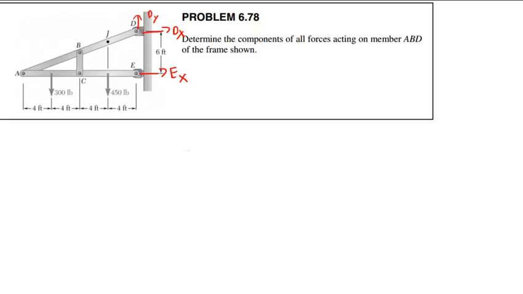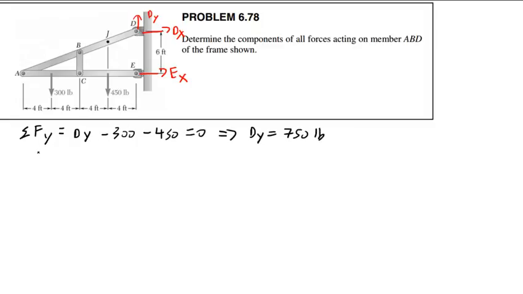All right, so how might we do this? I want to get some points on the board. So let's say the sum of forces on the whole thing in the y direction. This will give us DY minus 300 minus 450 equals 0. And this leads us inexorably to DY equals 750 pounds.